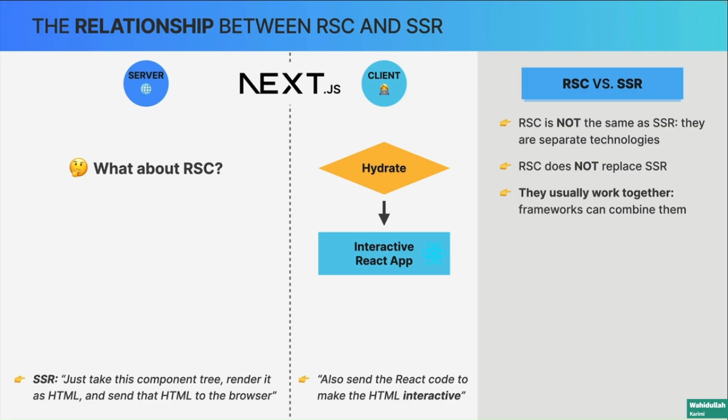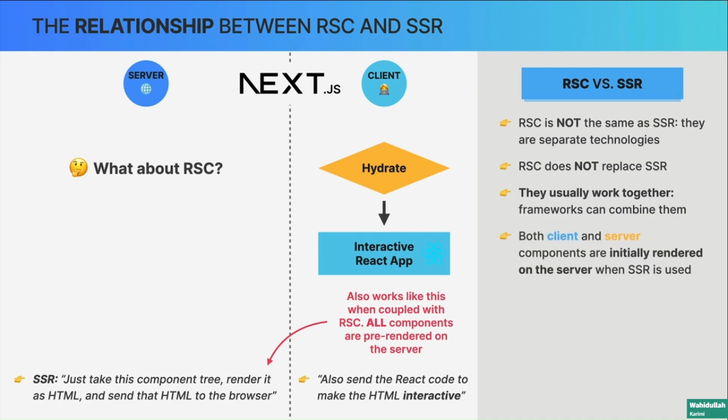So when a framework combines server-side rendering with React server components, SSR works in the exact same way as described in the previous slide, as if we were using traditional React without server components at all. This means that both server components and client components are initially rendered on the server when we're using server-side rendering with React server components. But wait, that sounds very strange, right? Why would client components also be rendered on the server? Isn't the server only for server components?